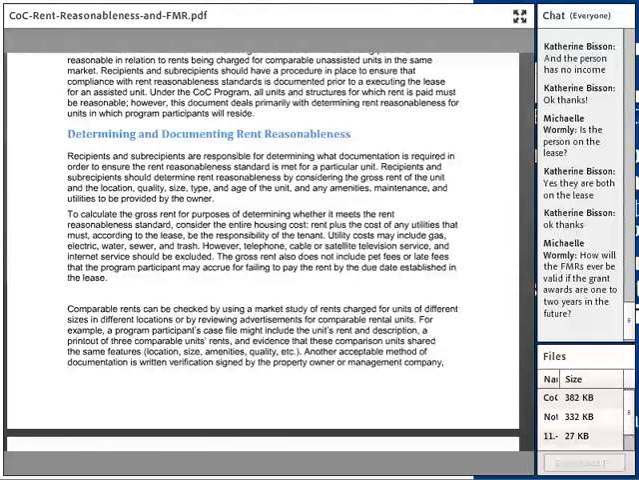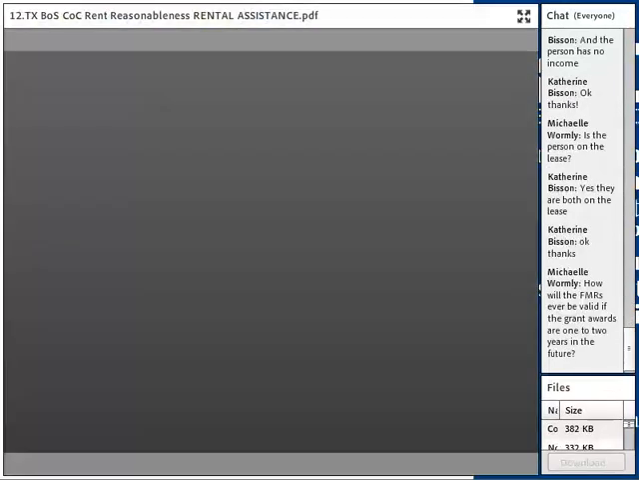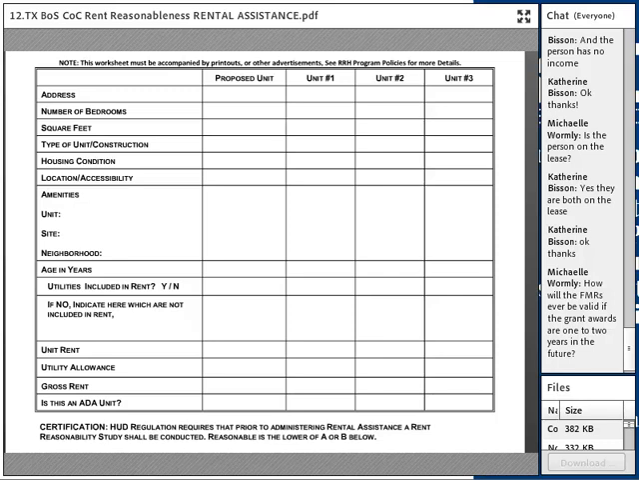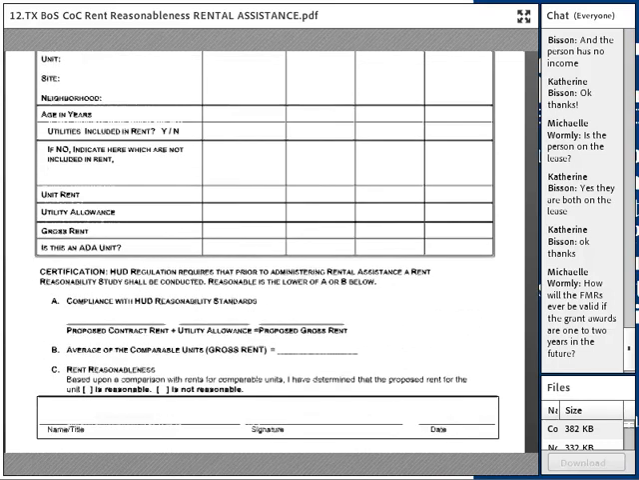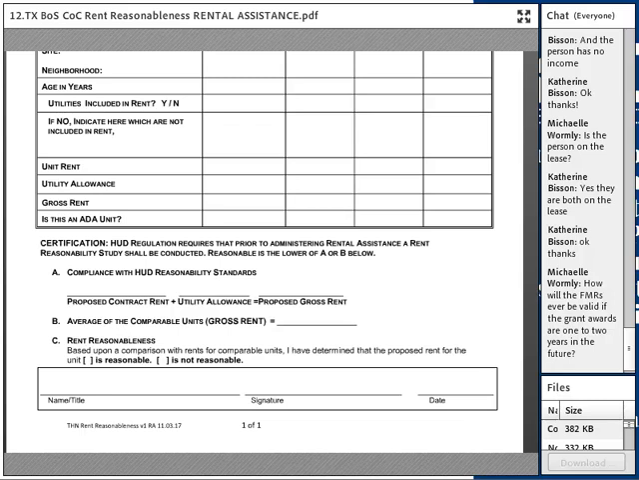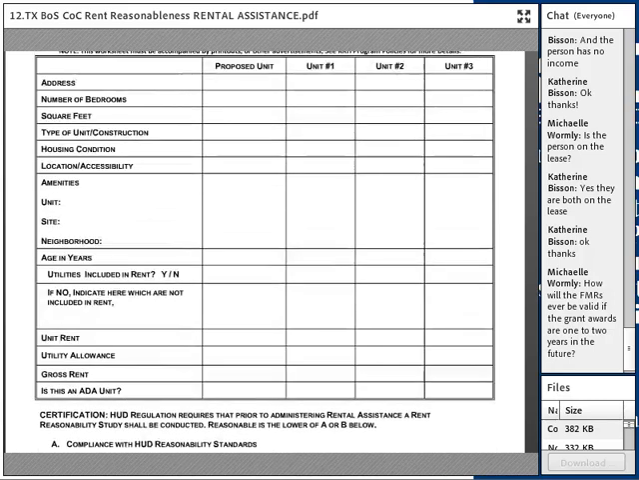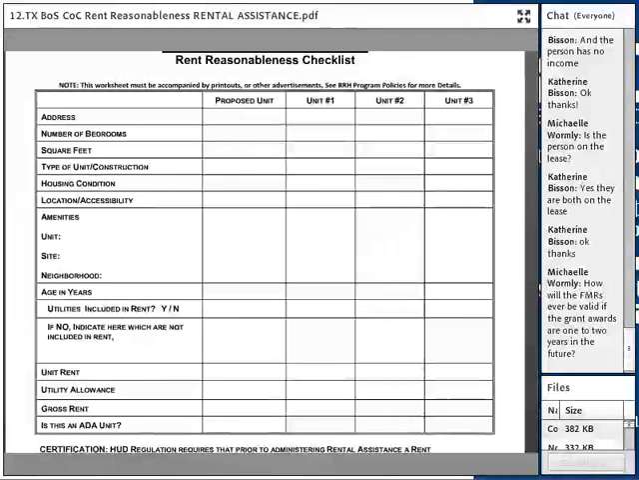So what you need to maintain with that rent reasonableness determination, right? It's not good enough to just have this form completed in its entirety in the file. Projects would need to also have printouts of the websites that they use to get the information to complete the comparable section.